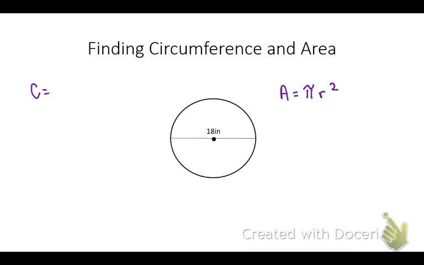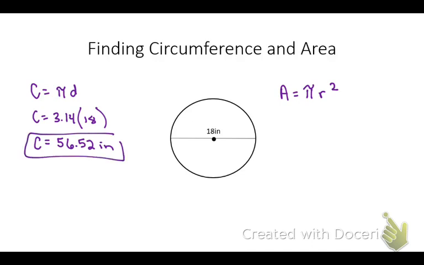All right, give you guys just a minute to find the circumference and the area. Okay, which formula did you guys use? C equals pi d, because you're given the diameter. C equals 3.14 times 18, which is my diameter. And what's 3.14 times 18? 56.52, and then just inches. All right, is that what you guys got?